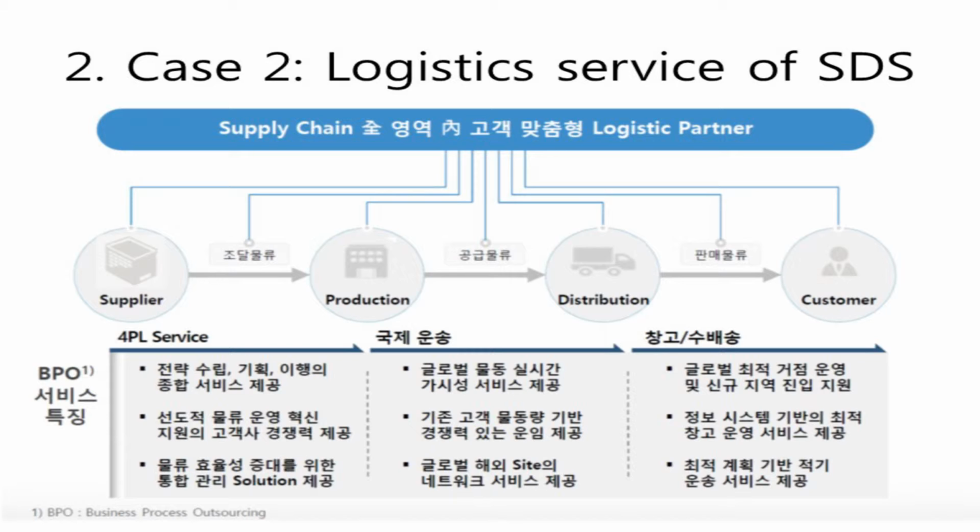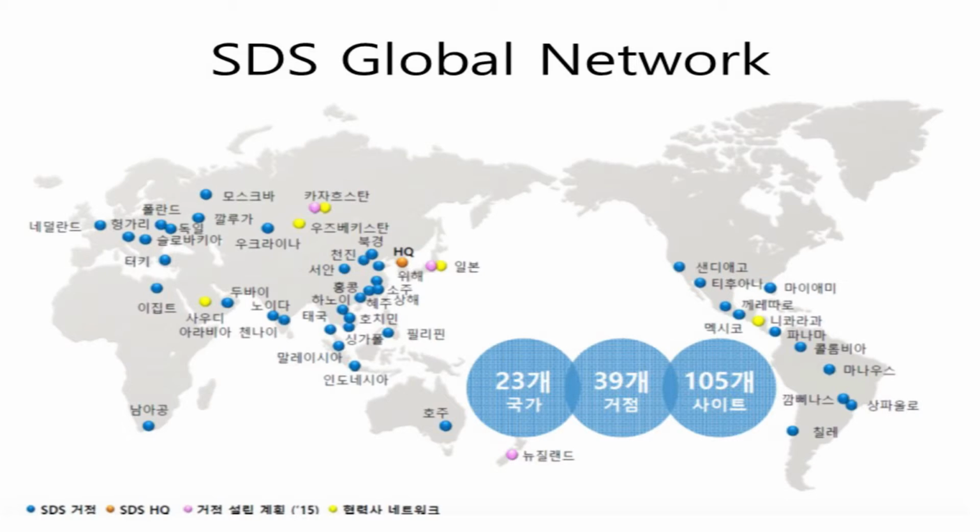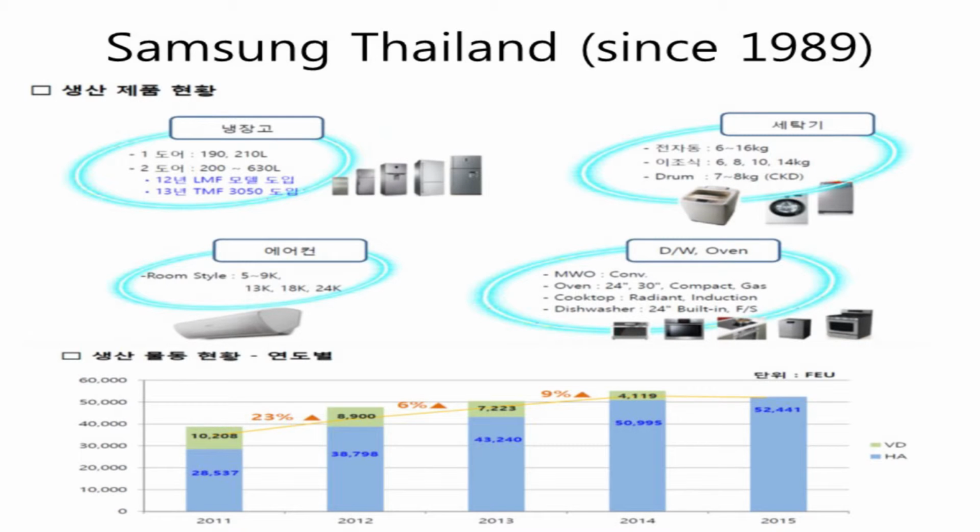So they provide sourcing, warehousing, transportation by air flight and shipping, and they have global trade services, and some kind of sophisticated software for the global logistics service. So this is the network. They are located in 23 countries. They have 105 offices all over the world. It's a global logistics service company. They have an office in Thailand, and I'll just focus on the Thailand operation.